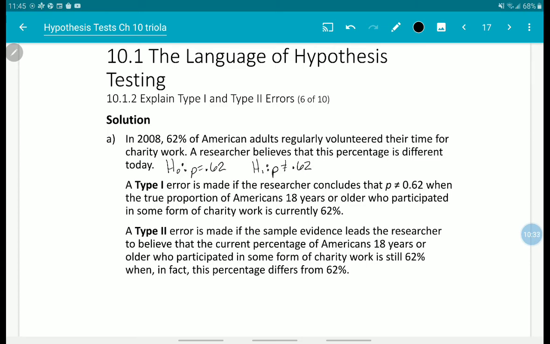So the type 2 error, remember that's the probability of failing to reject the null when it's false. So type 2 error is made in this case if the sample evidence is leading the researcher to believe that the current percentage is still 62%. So he's failing to reject the null here. Okay? So he's saying it is 62% when actually it's not 62%. It's going to be different in some way. We don't know greater than or less than 62%. We just know it's not equal to 0.62.